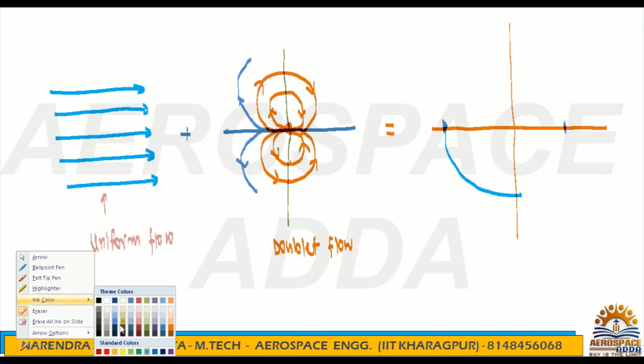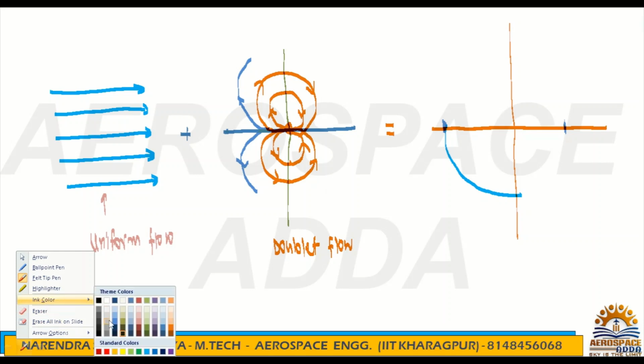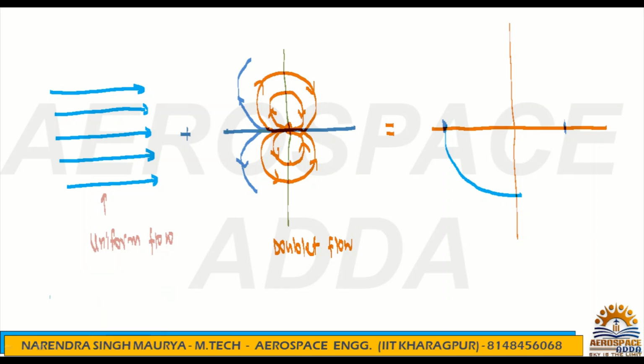Because the source and sink pair was 2a apart. The distance between source and sink was 2a, but now it is completely gone. It is approaching 0. So this complete circle you will get, something like this, something like this.